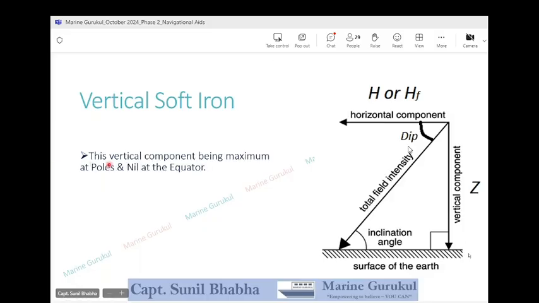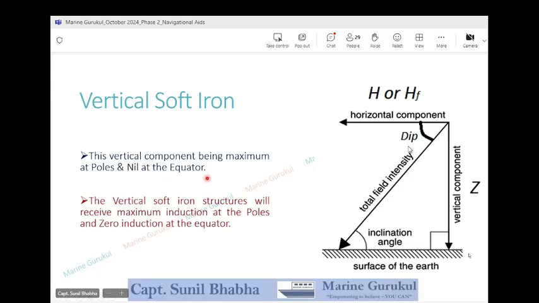Now we are aware that this vertical component is the strongest or maximum at the poles and it is nil at the equator. Therefore, the vertical soft iron structures will receive maximum induction at the poles and zero induction at the equator. Moving ahead.